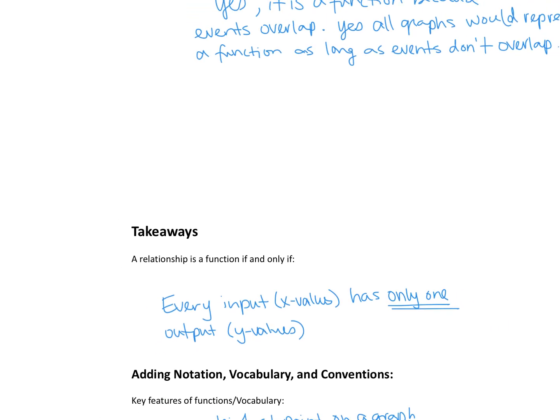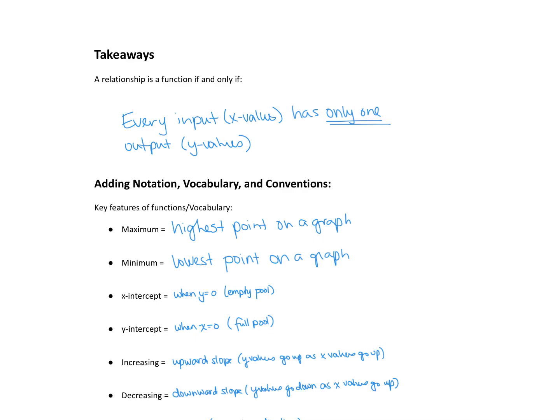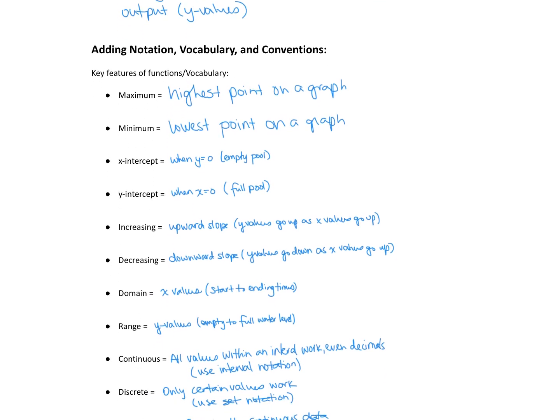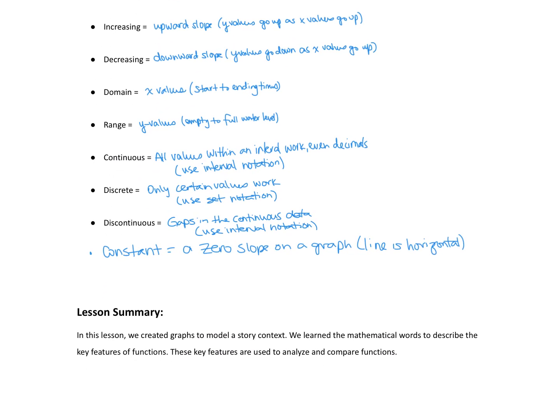All right, let's verify that everything is filled in for our takeaways. Yep, we've got our definition for function. We have all our key feature vocabulary. That's awesome. Okay, I'm just going to read our lesson summary. In this lesson, we created graphs to model a story context. We learned the mathematical words to describe the key features of functions. These mathematical words we are going to use throughout Unit 3. So we're going to start practicing them. We're going to start identifying them. These key features are used to analyze and compare functions. All right, that is the end of our lesson notes for 3.1. I wish you good luck on your practice.